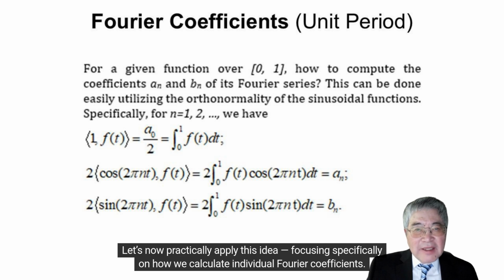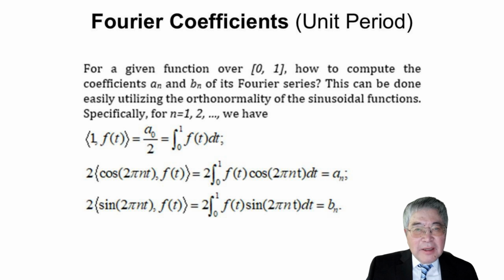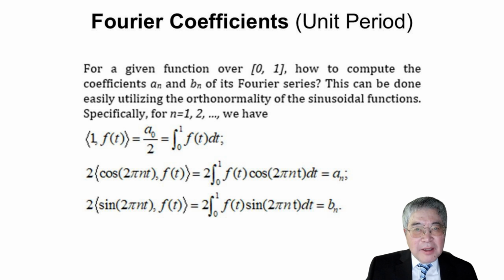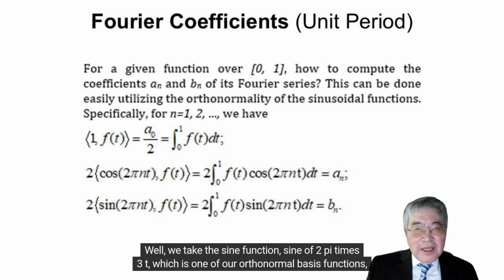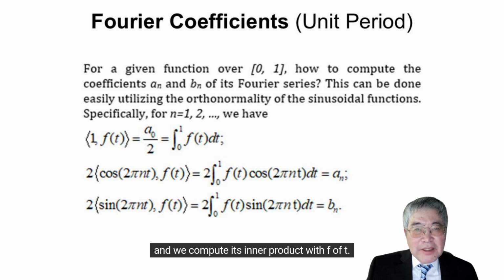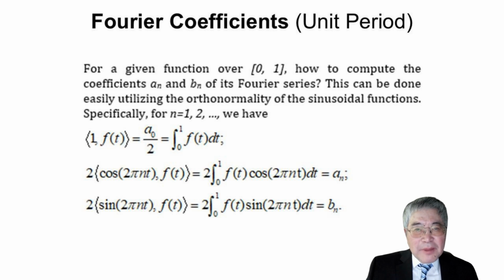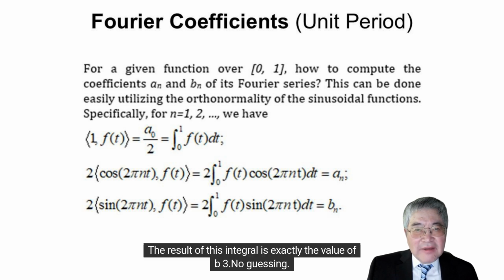Let's now practically apply this idea, focusing specifically on how we calculate individual Fourier coefficients. Suppose we want to compute the coefficient b3 from the Fourier series of some known function, say f of t. What exactly do we do? Well, we take the sine function sine of 2 pi times 3t, which is one of our orthonormal basis functions, and we compute its inner product with f of t. That means we integrate the product of f of t and sine of 2 pi times 3t over the interval from 0 to 1. That's it. The result of this integral is exactly the value of b3.